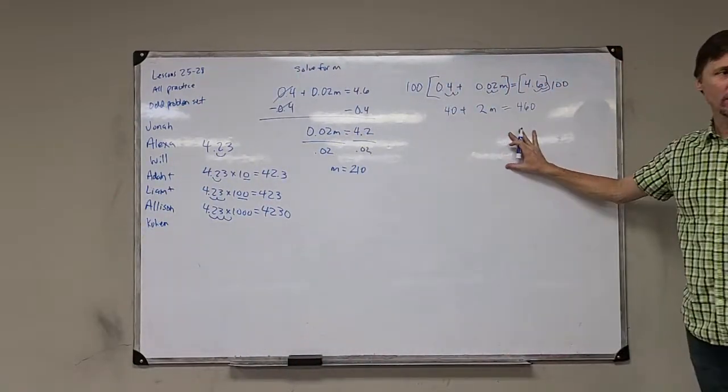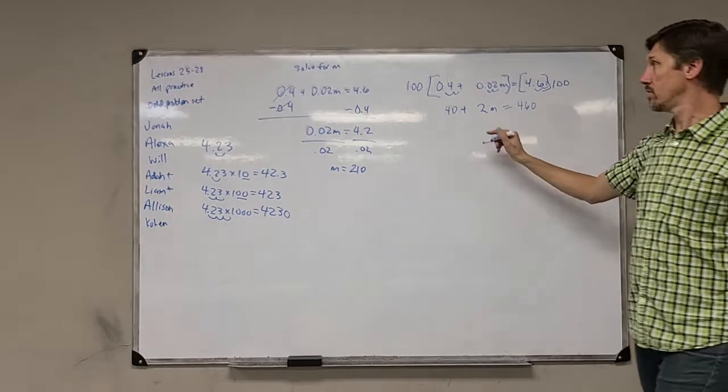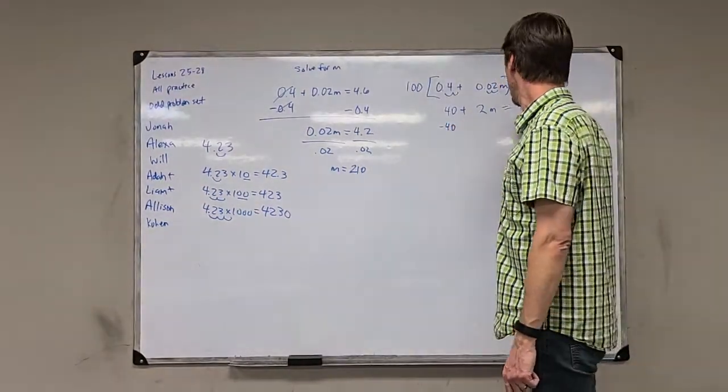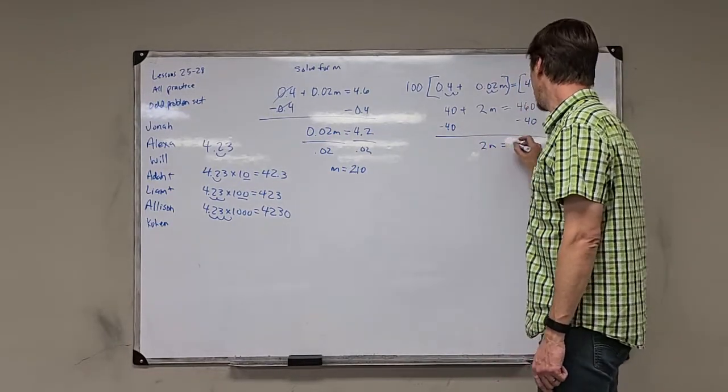What am I doing now? Now this is a lot simpler looking, right? So I subtract the 40 from both sides to get 2m equals 420.